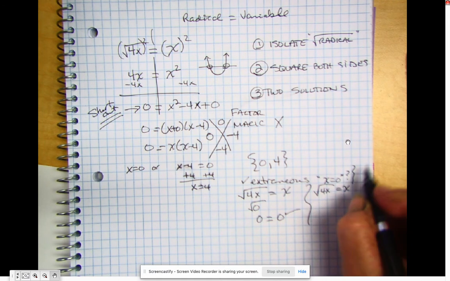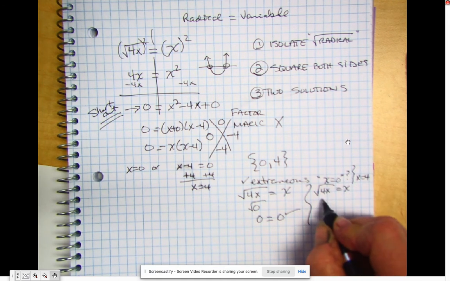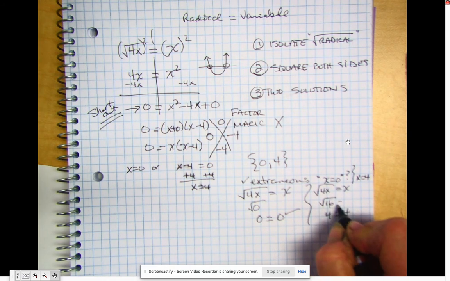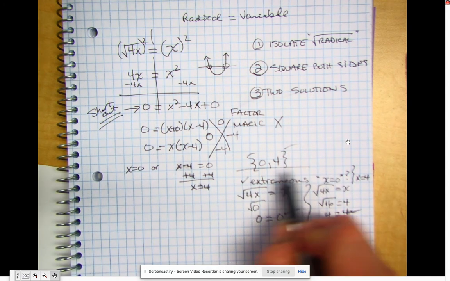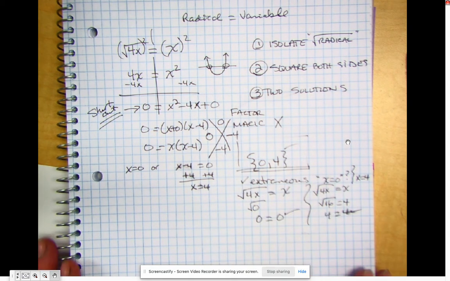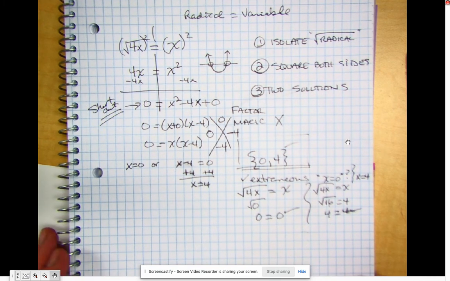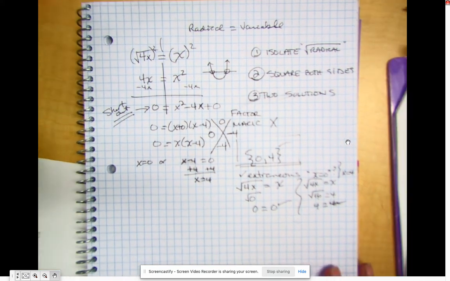Okay, square root of 4x equal x. And let's try x equals 4. 4 times 4 is 16. The square root of 16 is 4. Does 4 equal 4? It does. They both checked out. So I actually have 2 answers for this. I'm going to have 0 and 4. Okay, I'm going to continue because there's another way you can see this.